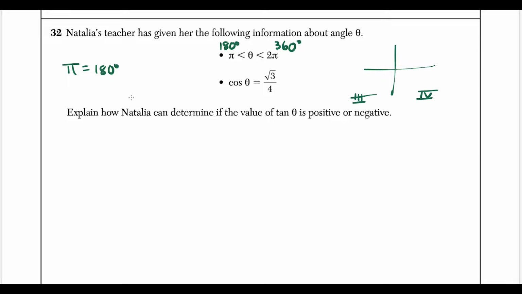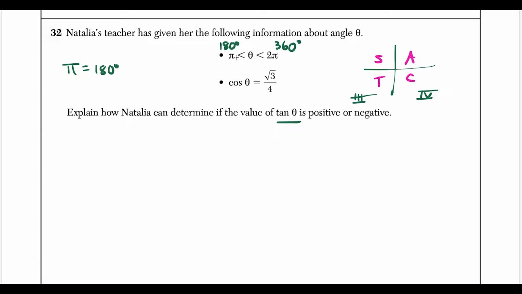So then from here, we have to explain how Natalia can determine if tan theta is positive or negative. And we also have that cosine of theta is positive radical 3 over 4. I mentioned this in the multiple choice earlier, but if you haven't seen that yet, I'll mention it again. This is a very helpful thing to label in your quadrants here, ASTC. This tells you that all the trig functions are positive in quadrant 1, sine is positive in quadrant 2, tangent is positive in quadrant 3, and cosine is positive in quadrant 4.